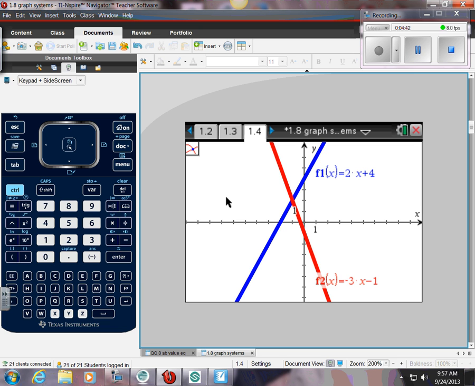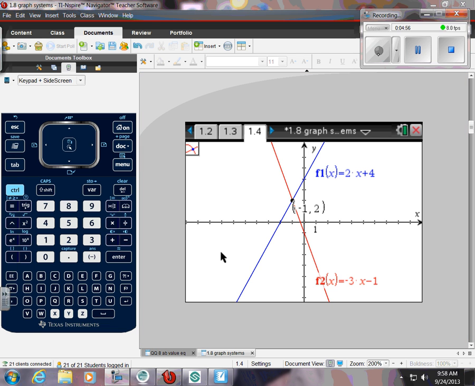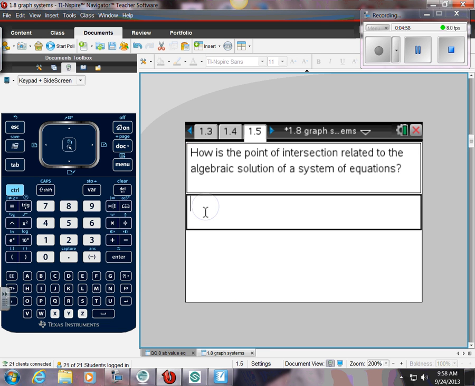This is really easy to use. Here's what you do. You're going to swipe and click on the first function. Swipe and click on the second function, and that intersection is going to pop right up for you, negative 1, 2. Were we correct? Perfect. Okay, so how is the point of intersection related to the solution of the system of equations? How is the point that we just found, the intersection point, related to the solution we found algebraically? They're the same, right? The intersection point is the solution, okay?